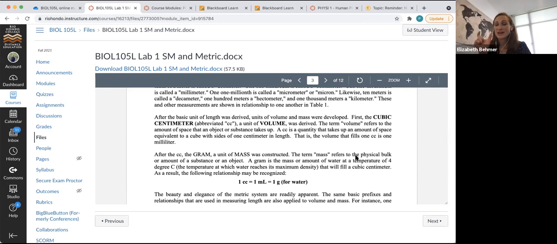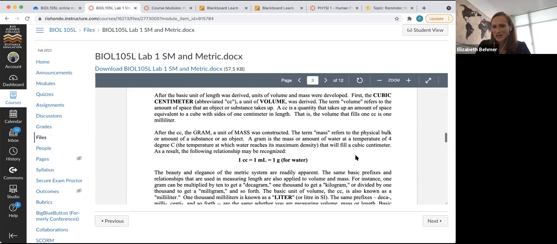After the basic unit of length was derived, the meter, we get the units of volume and mass. The cubic centimeter is the unit for volume, and that's equal to 1 milliliter. And the unit for mass is a gram. And we kind of use this 1 cubic centimeter, that's another word for saying the unit of volume for water. And that's a milliliter. And that's equal to 1 gram of water.